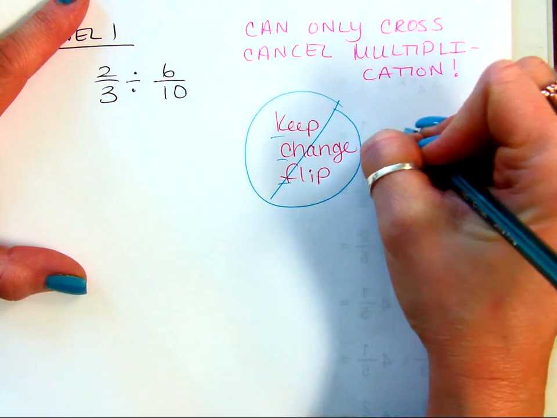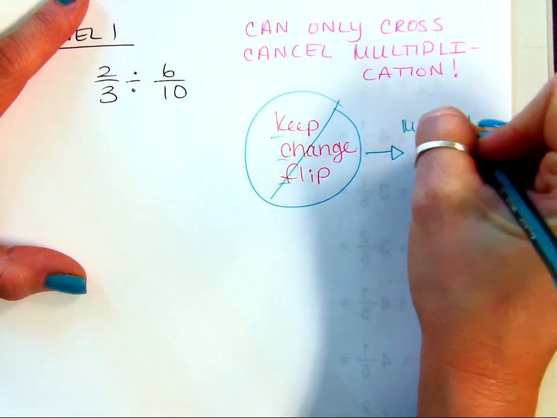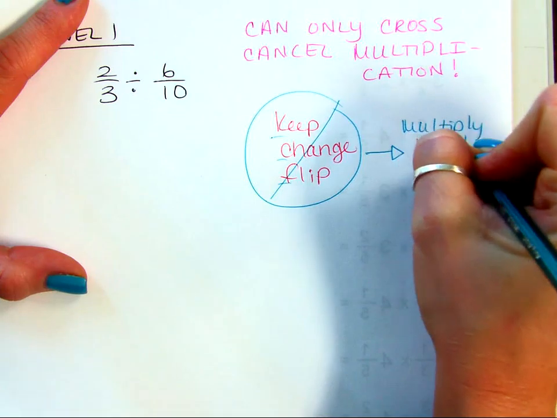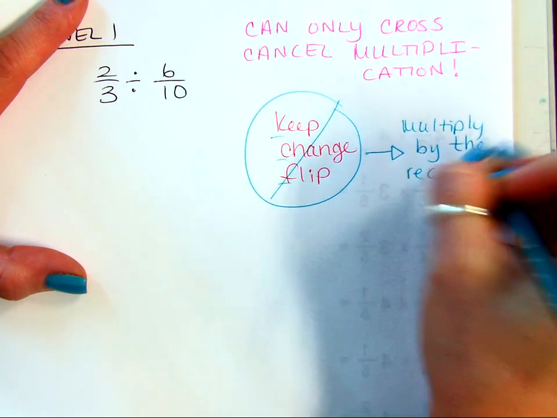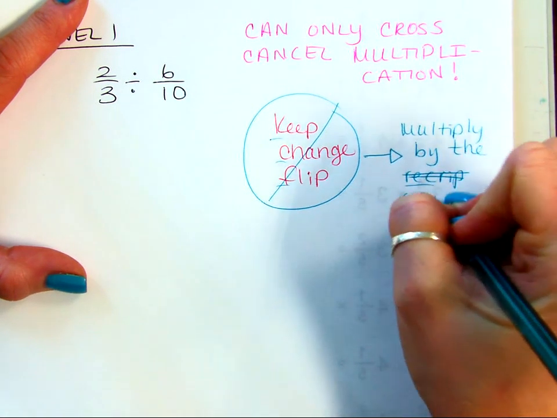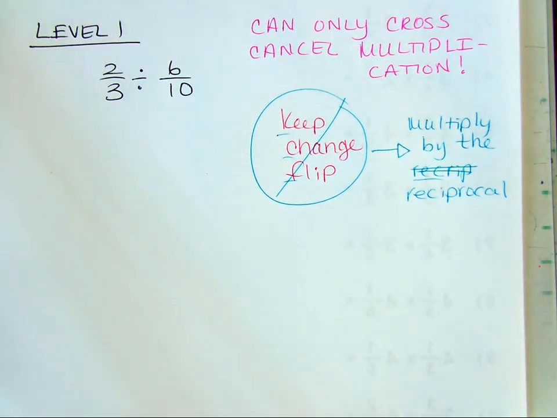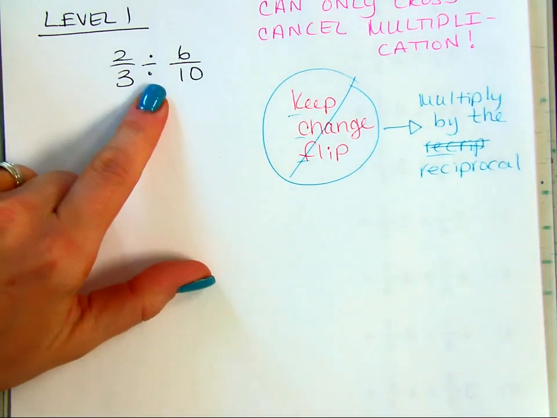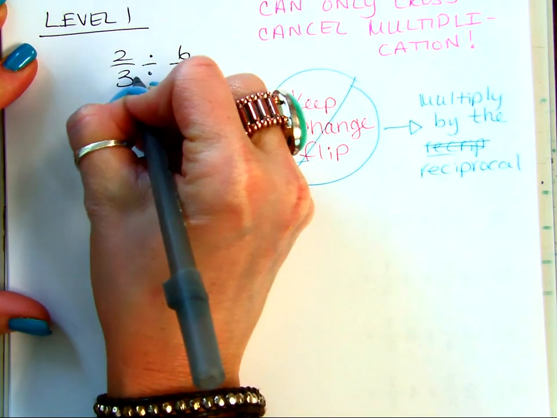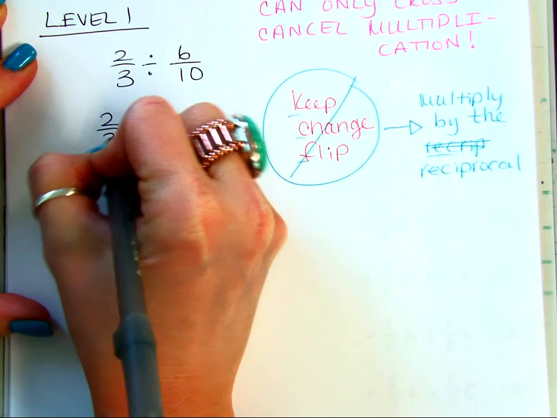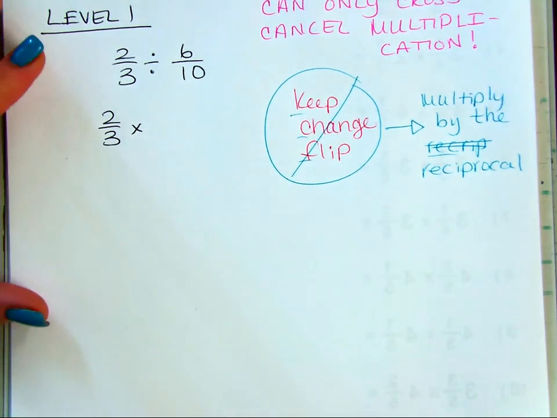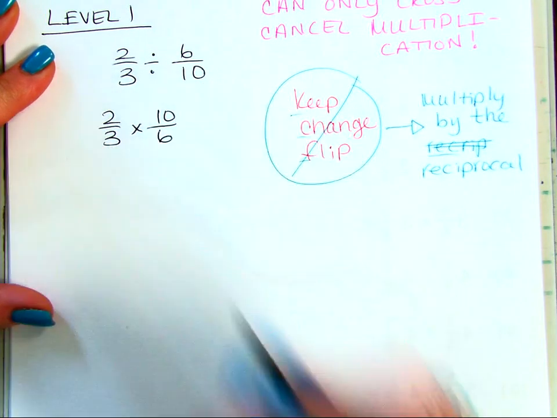So the flip is not a fancy term. Reciprocal is fancy. So multiply by the reciprocal. I spelled that wrong. Trying to write and spell at the same time. So, let's do that. Just like I said, don't subtract a positive 3, add a negative 3. We're doing the same thing, right? So let's not divide 2/3 by 6/10. Let's multiply 2/3 by 10/6. Okay?